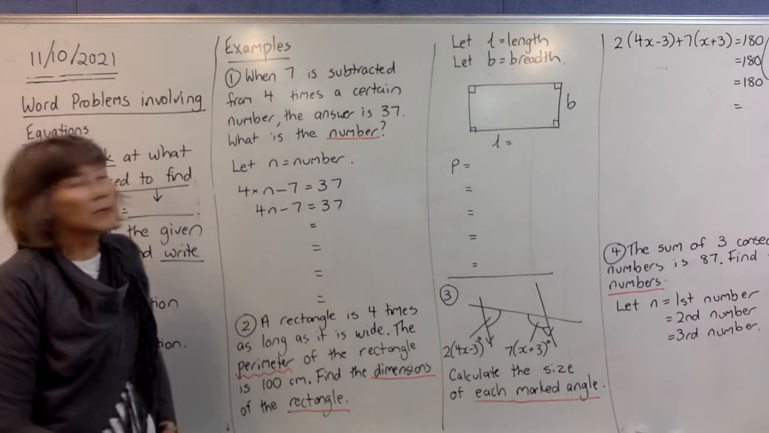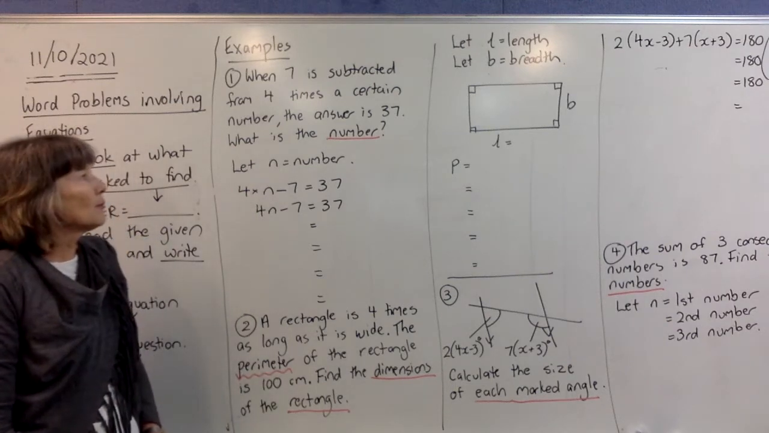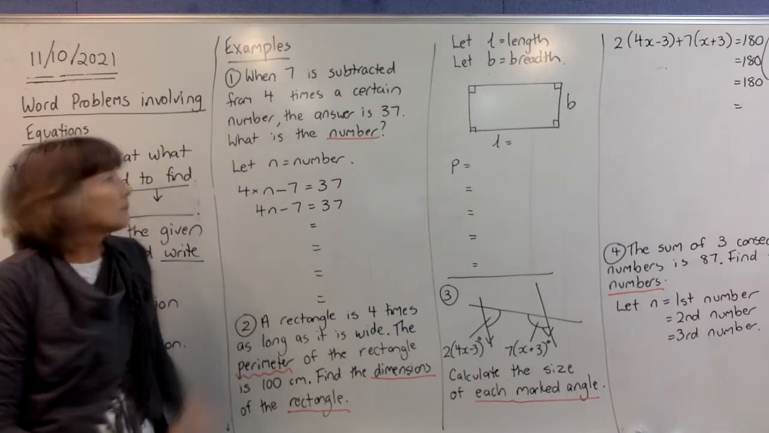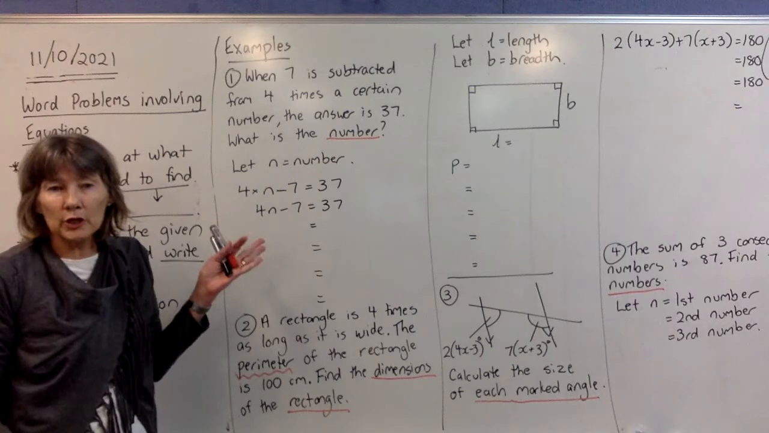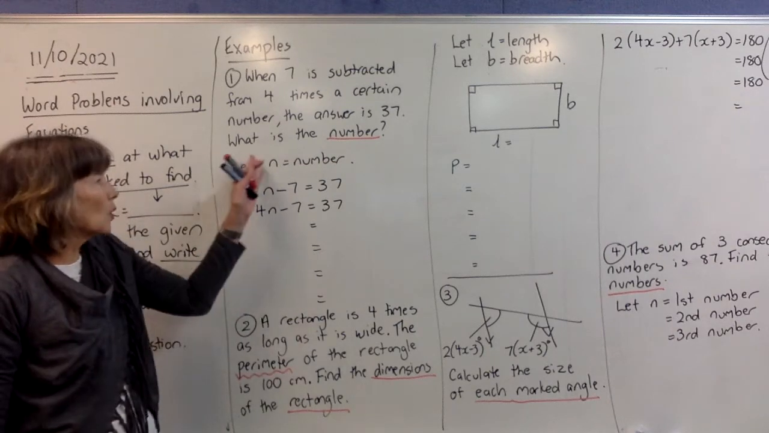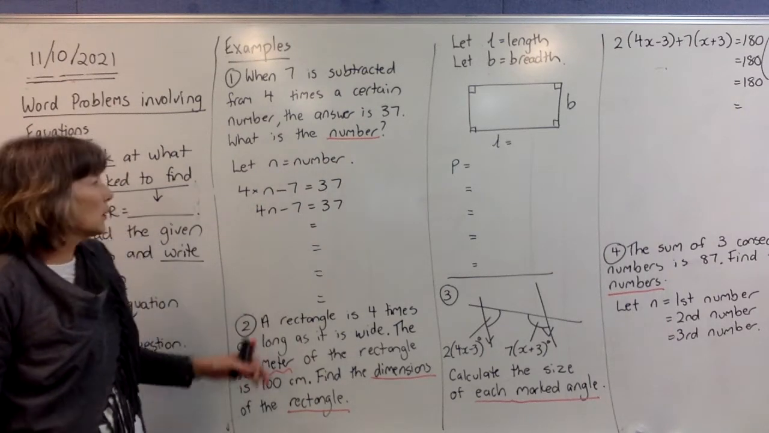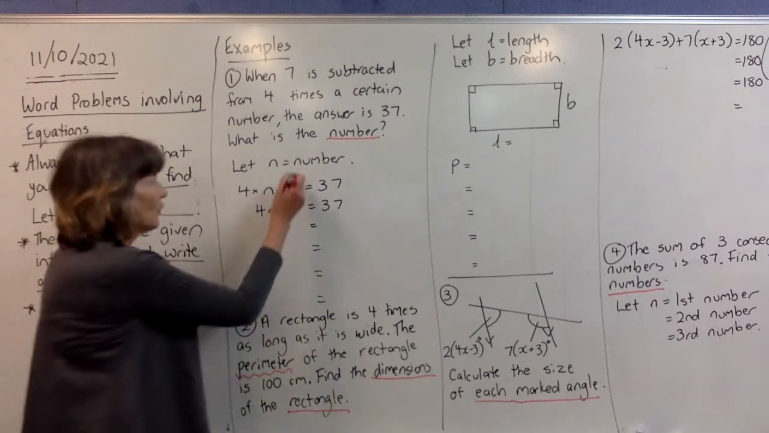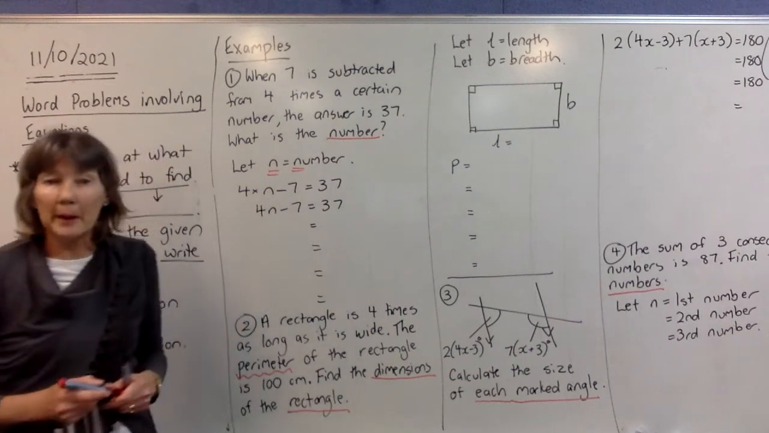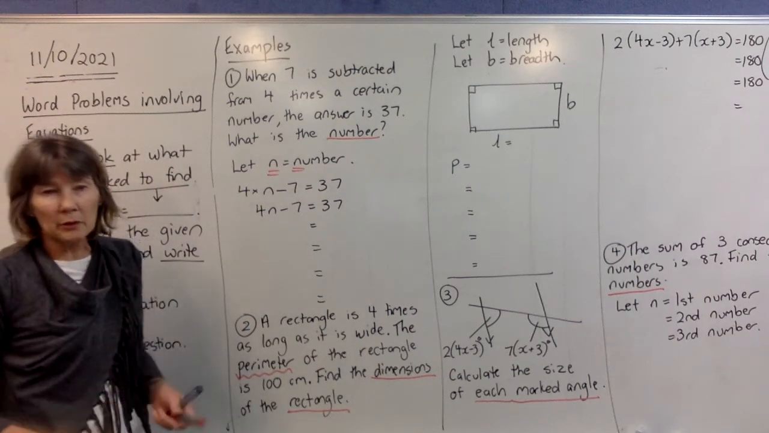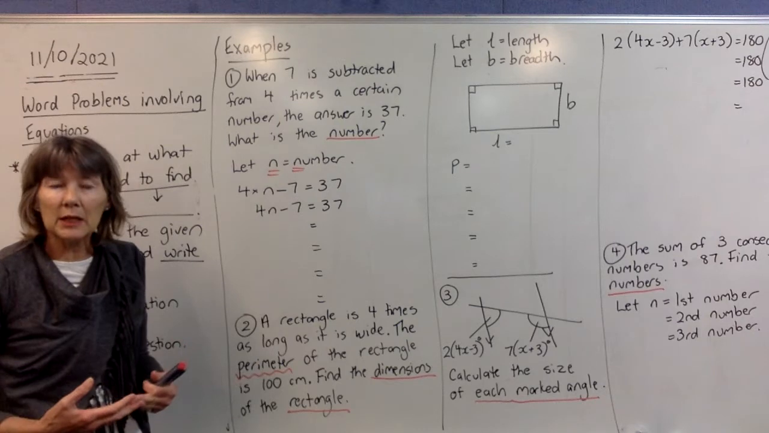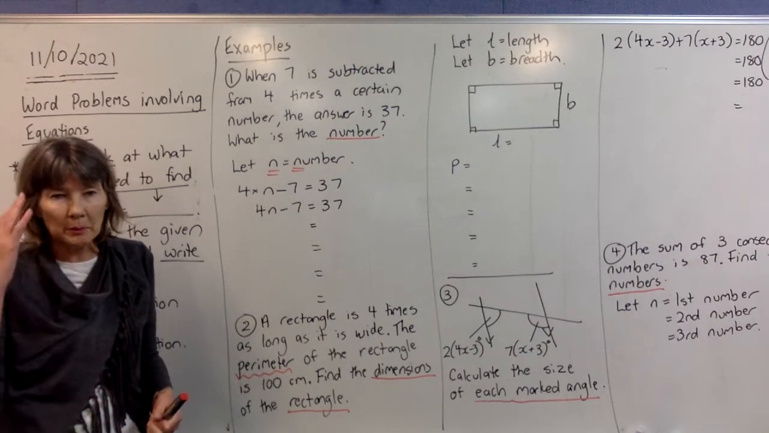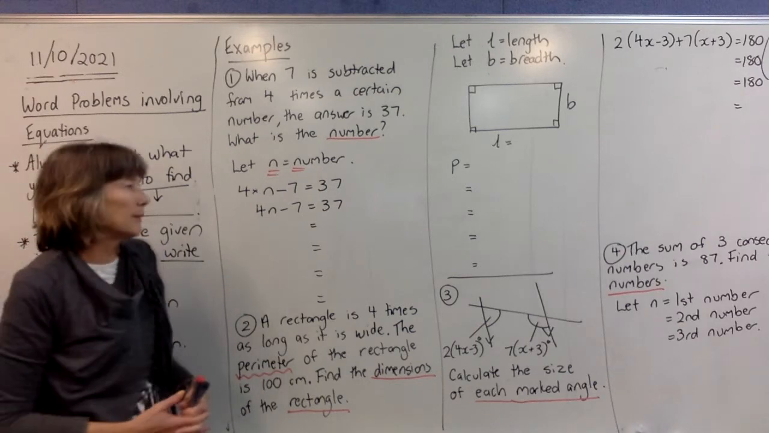So the first question here: when 7 is subtracted from 4 times a certain number, the answer is 37. What is the number? So the question that you're actually asked to find, what is the number? Okay, so we're going to let n equal the number. Now I've chosen n because it's the first letter of the word number. You could say let x equal the number, but I just think it's easier if it's something that is representative of what you're trying to find, because it'll be in your head a little bit clearer what's going on then.